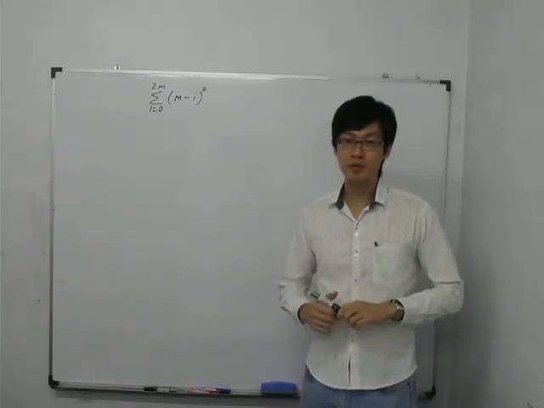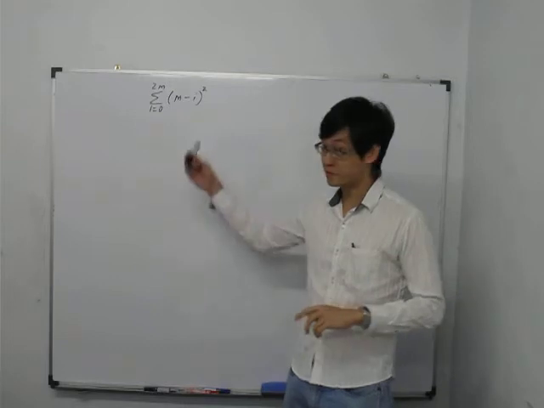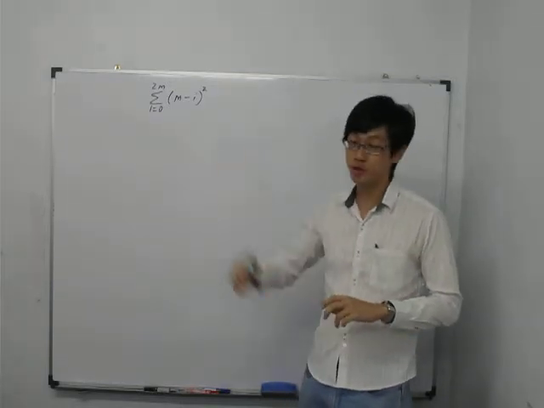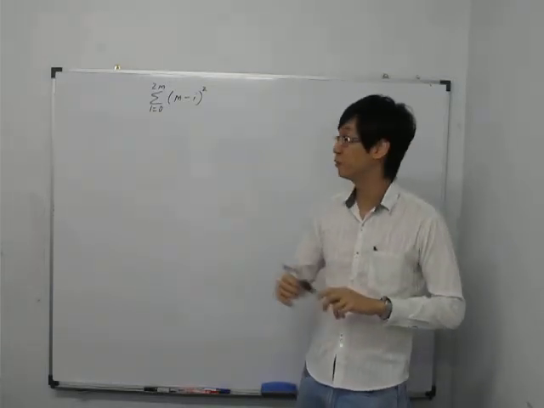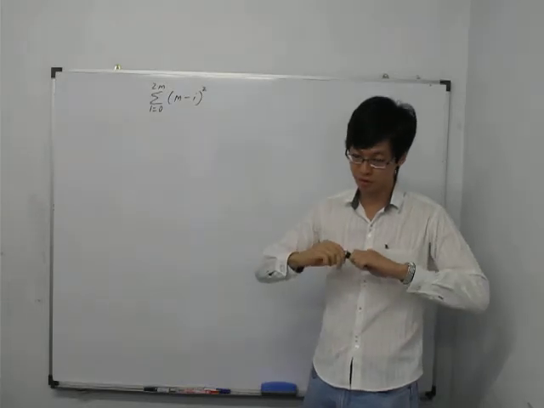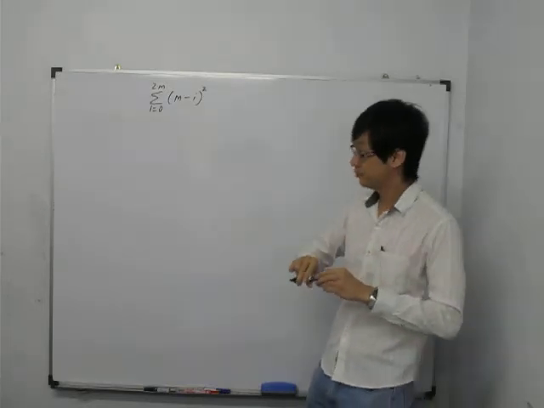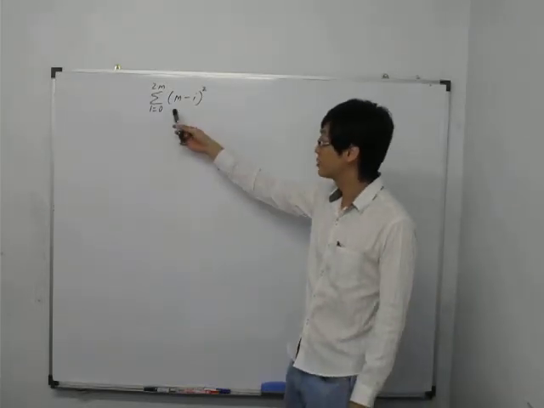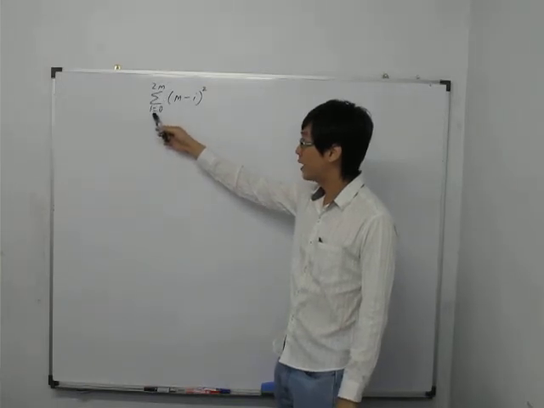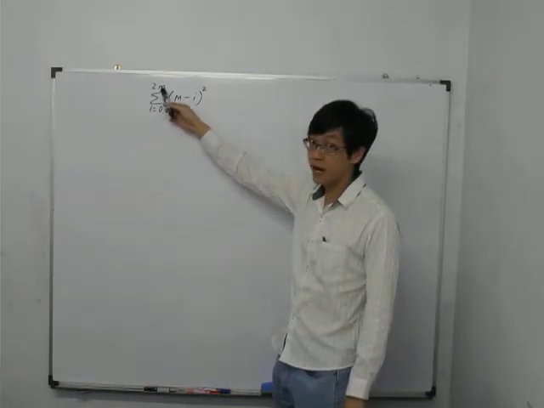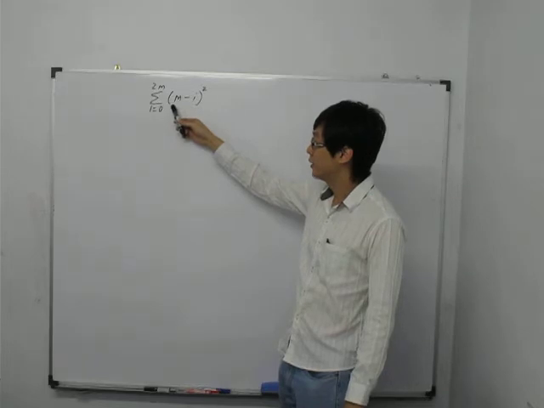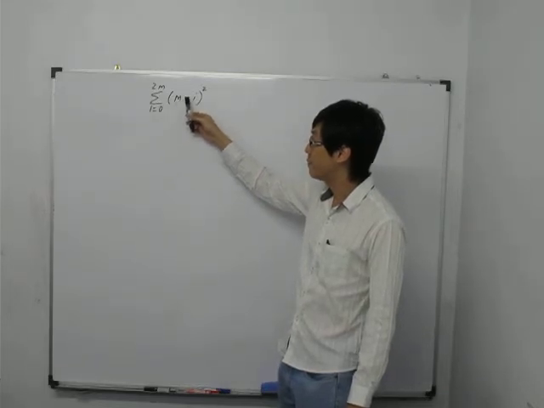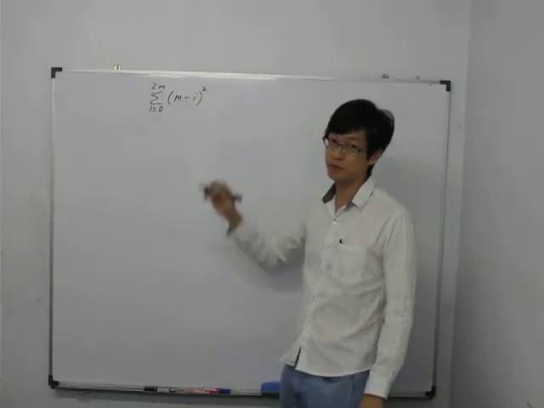Okay, after we have gone through some important concepts of summation, I would like to show you one example of how we do summation using sigma notation. So let's look at this question. We are supposed to sum from i equals 0 to i equals 2m, and the general term is (m minus i) squared.